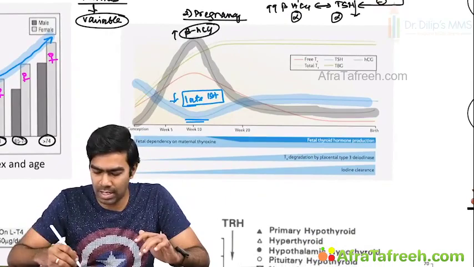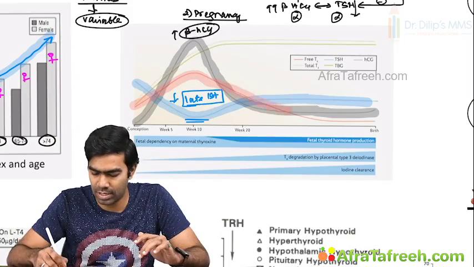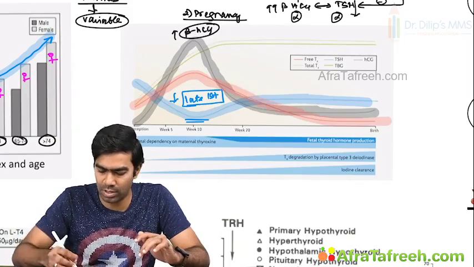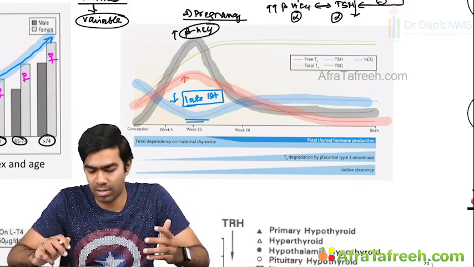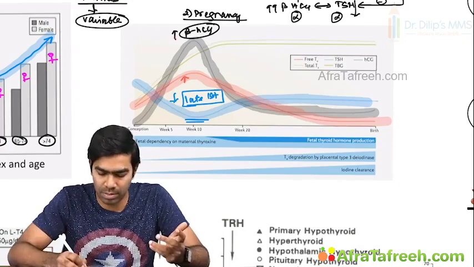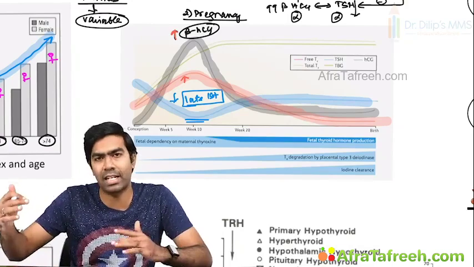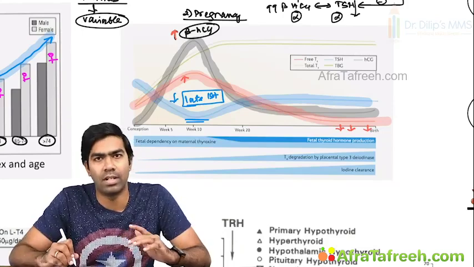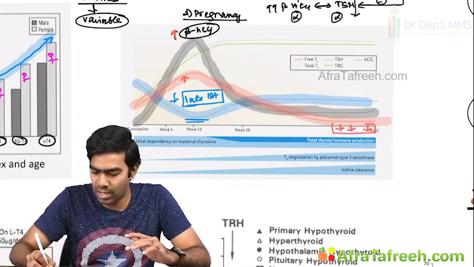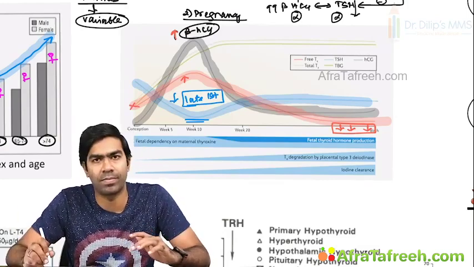You can see and correlate with the thyroid hormones as well, where the thyroid hormones are actually increasing in the late first trimester, corresponding with the peak of the beta-HCG, right? And after some time, you can see in the second and the third trimester, the thyroid hormone levels are actually reducing. You may be asking why they are reducing compared to the pre-pregnancy level.